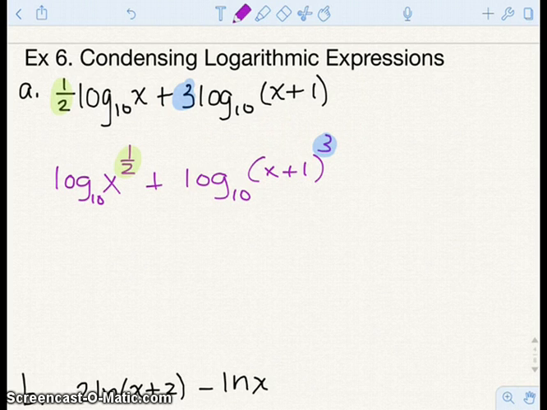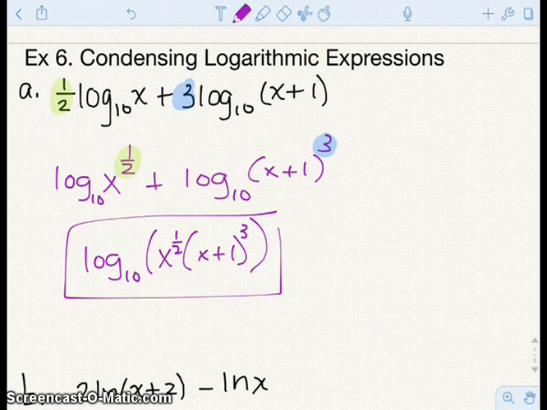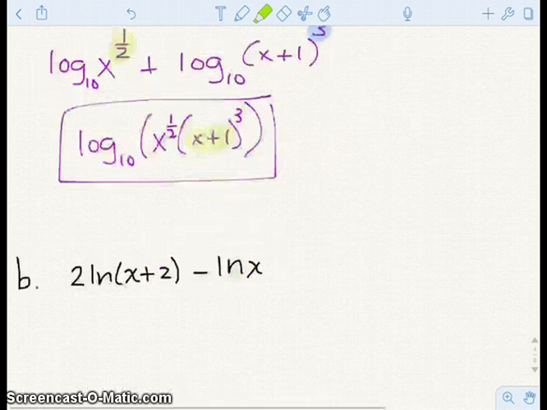Now since I have addition happening, I'm reversing basically the product property. I can put those two logs together because they have the same base into one log with multiplication. I'm not going to mess around with those exponents, and so that is my final answer. Again, even though I have addition happening here, it's happening in one log already. I can't condense that anymore, so that's as good as it gets, and that's my final answer here.